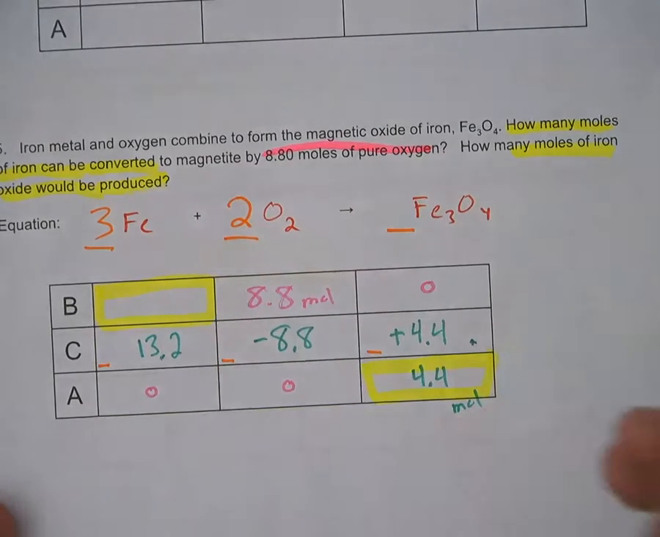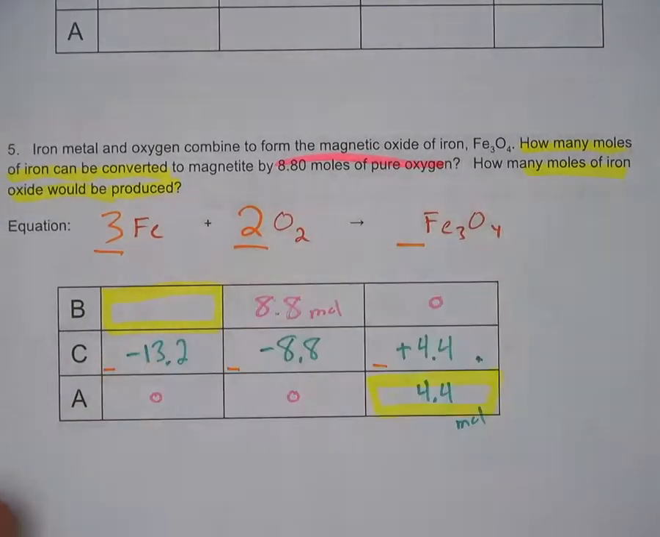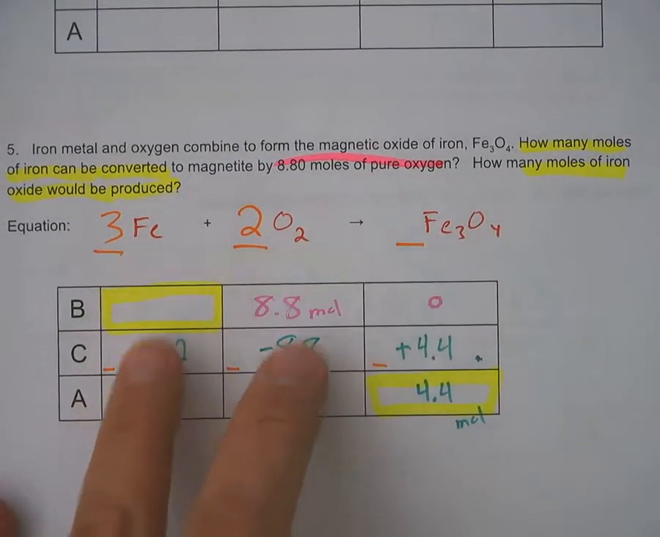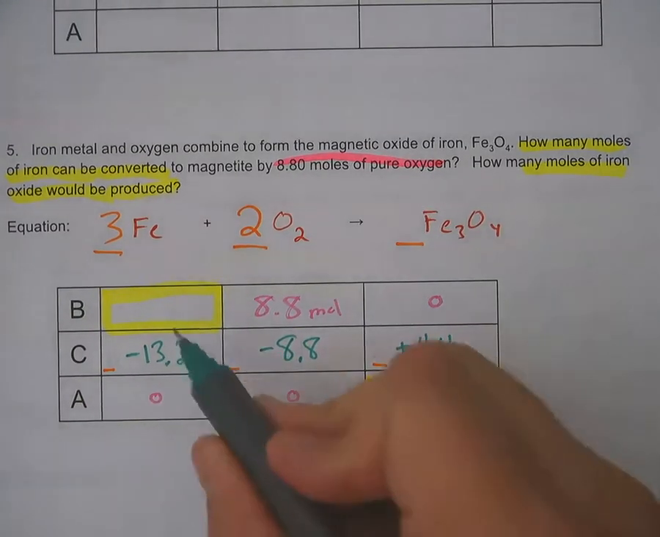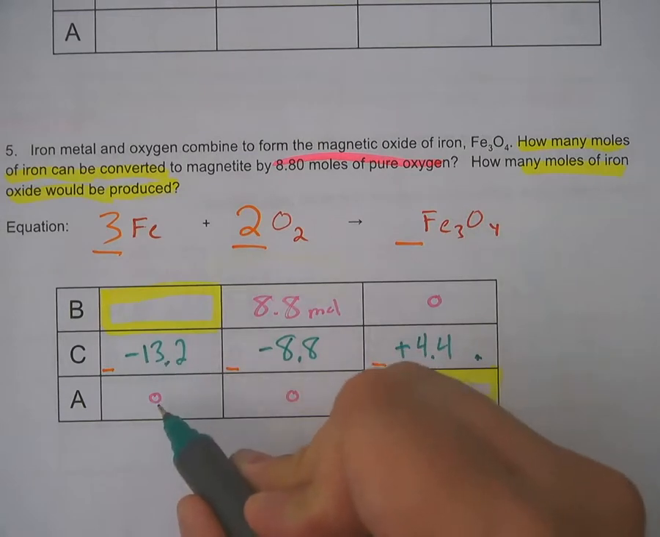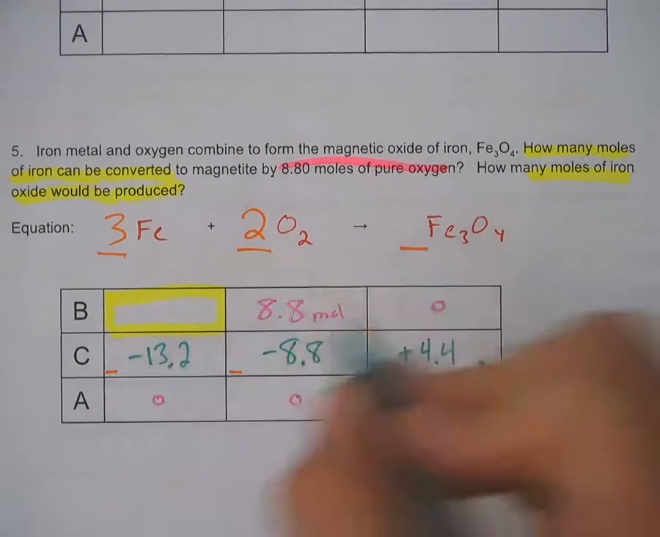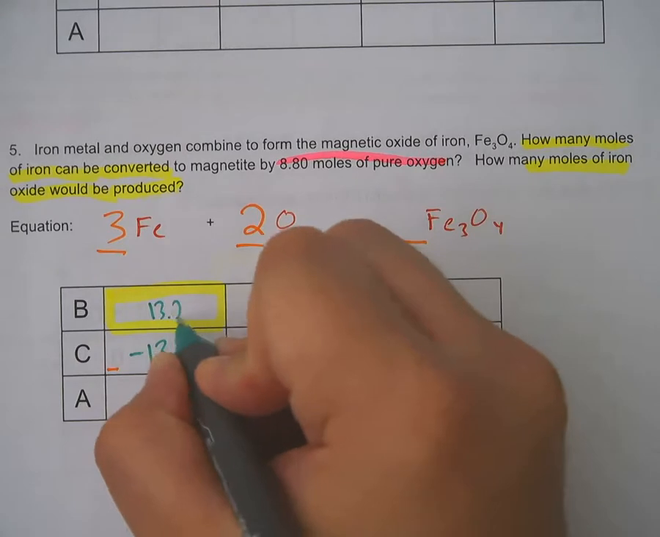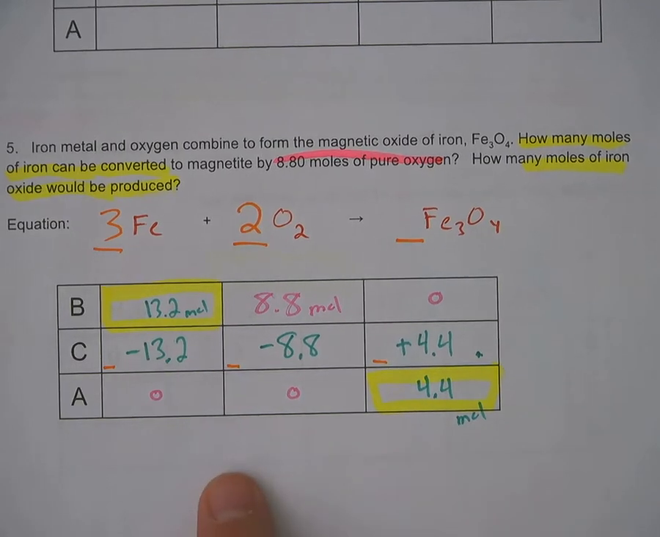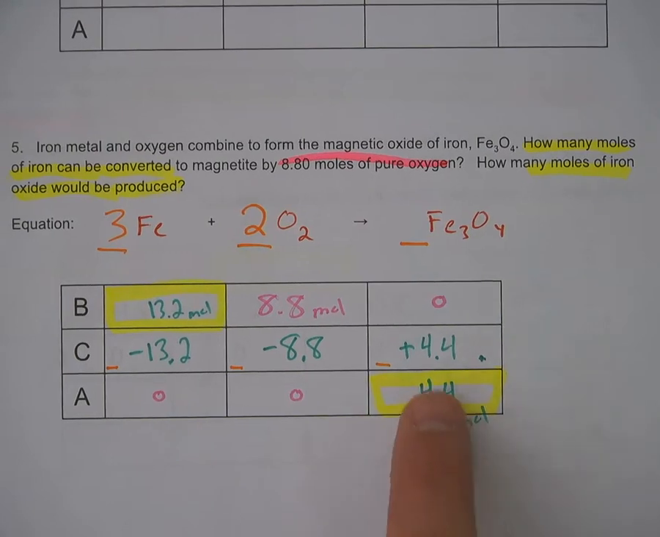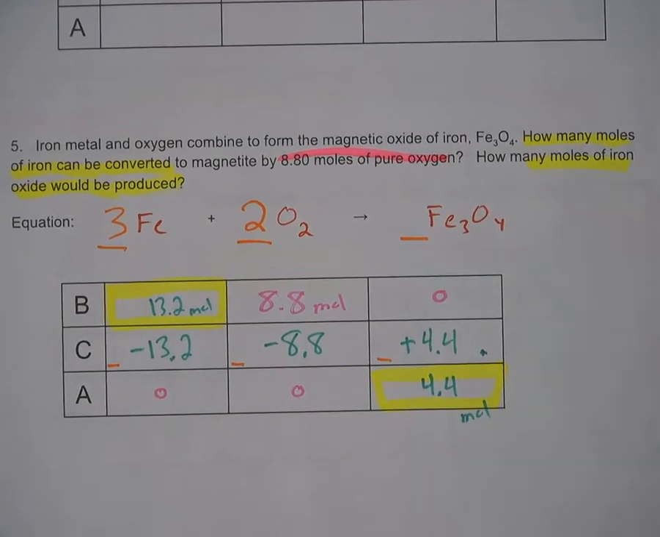And then remember that it's not a positive, it's a negative, because anything on this side of the arrow will have negative changes. And what minus 13.2 equals 0, or what plus negative 13.2 means this? 13.2. So I could answer the question. Maybe at the bottom I could write like, hey, I would need 13.2 moles of iron, and I would produce 4.4 moles of iron 3 oxide.